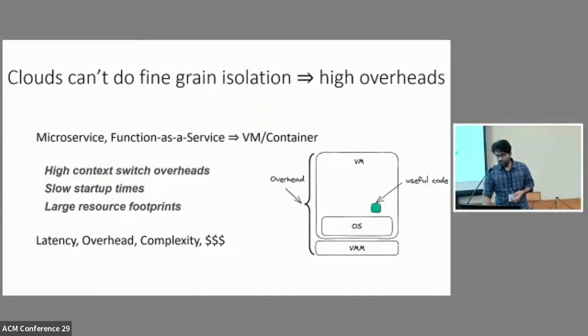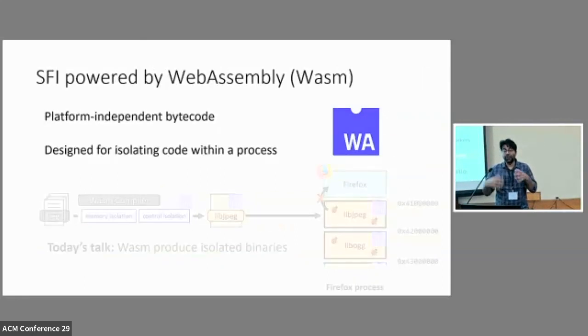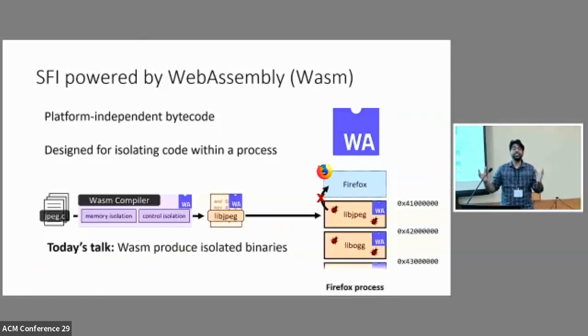So the trend we are seeing recently is that more and more these applications and systems are turning to software-based fault isolation for in-process sandboxing. The idea being that spinning up a new instance or context switches are dirt cheap in this sort of setup. And we have a whole bunch of companies relying on it. This sort of software-based fault isolation, more or less, is powered by WebAssembly today. If you're not familiar, WebAssembly is a platform-independent bytecode, and it's designed for isolation. For today's talk, it's sufficient to think of WebAssembly as a compiler that produces a sandboxed binary.